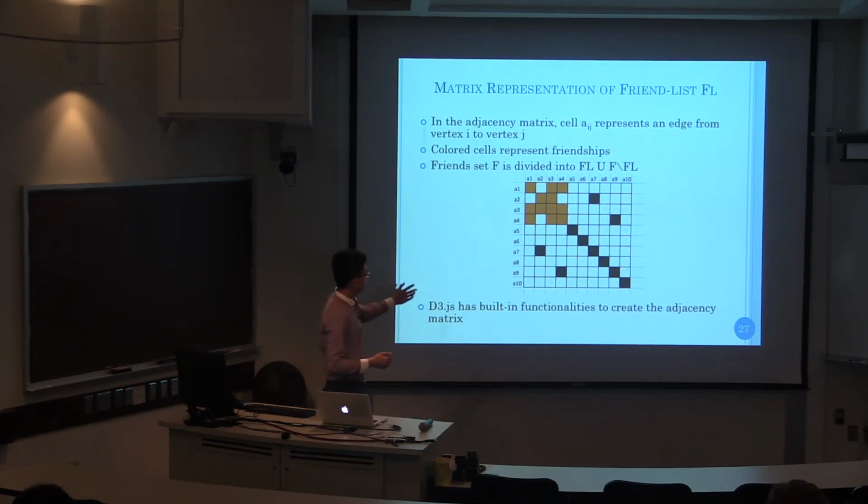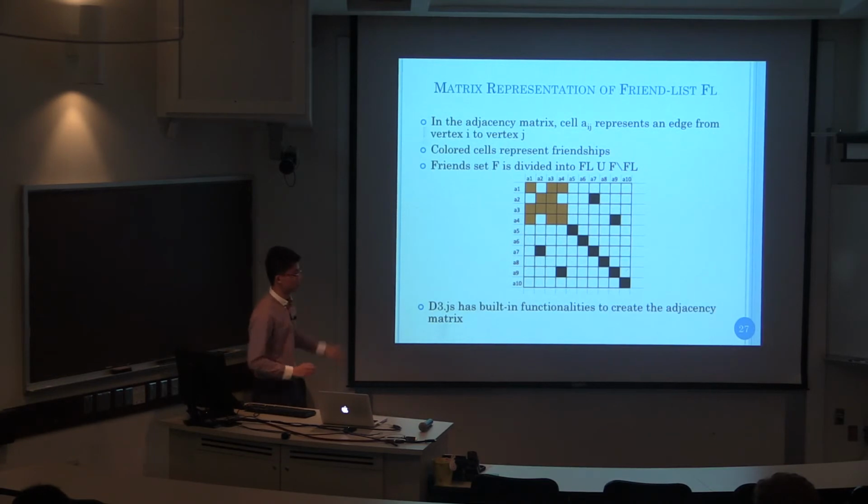In the matrix, you can see the orange colored pixels. They are the friend list. We sort the members of the friend list into the upper left corner, so they are all listed there. That way, the orange pixels are ordered together. And for the other non-member relationships, we order them in different colors. D3.js also has built-in functionality to create a matrix like this, which is super nice.